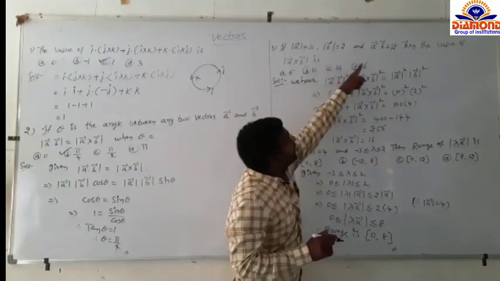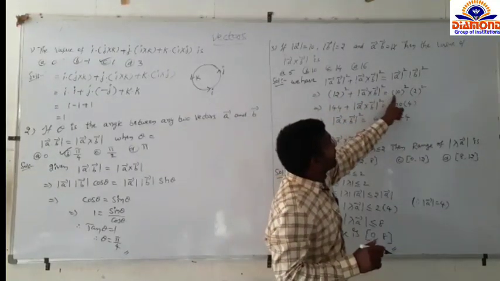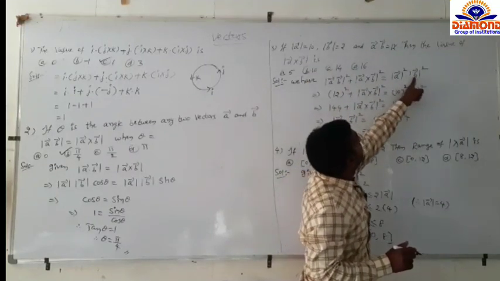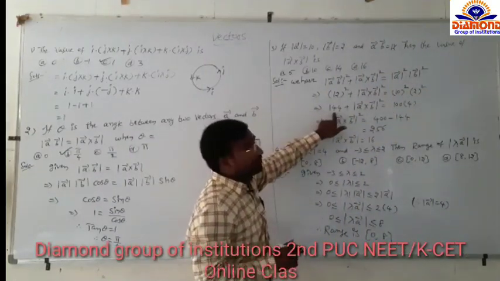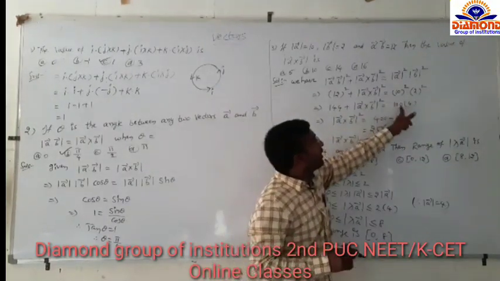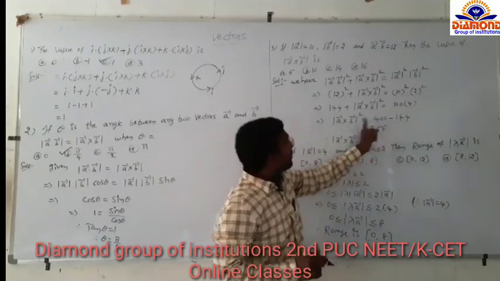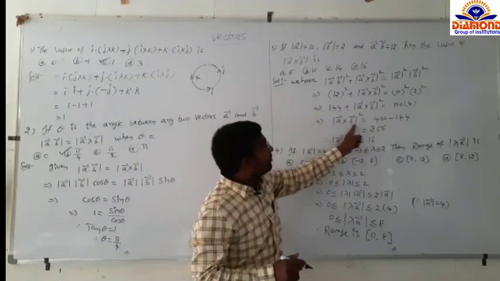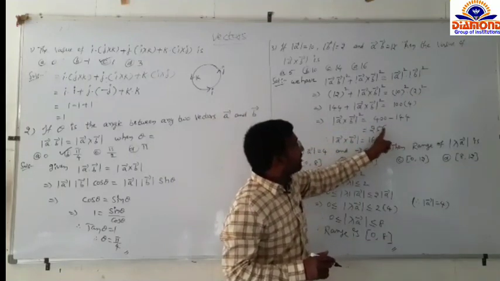Here A dot B equals 12 is given. So 12 squared plus modulus of A cross B whole squared equals, substituting mod A value 10, 10 squared, and mod B value 2 squared. 12 squared is 144 plus modulus of A cross B squared equals 100 into 4, which is 400. Bring 144 to this side, so minus 144. So modulus of A cross B squared equals 400 minus 144, which is 256.